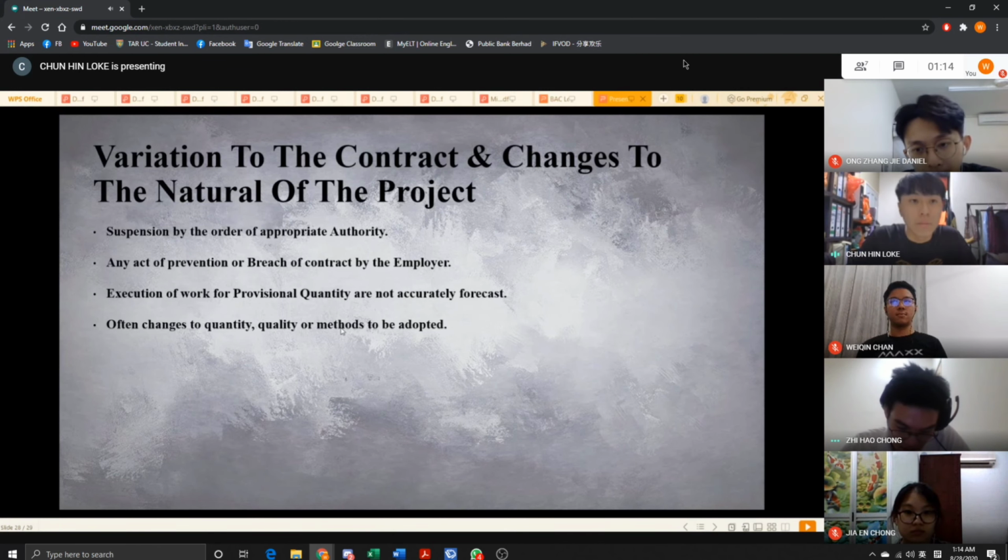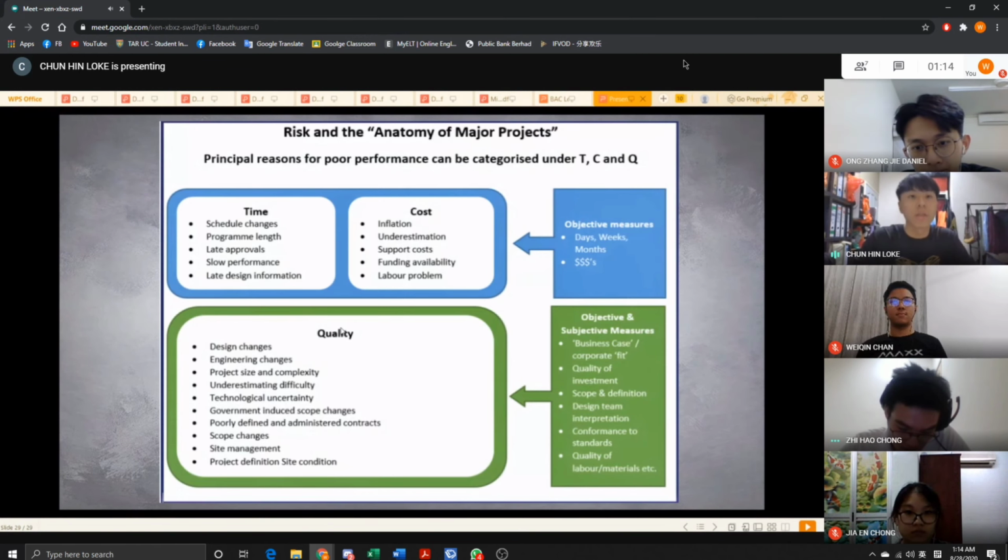And after that, this is the picture that talks about the time, cost, and quality, the risk and the autonomy of a major project.